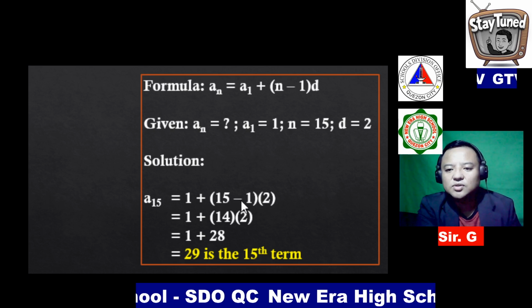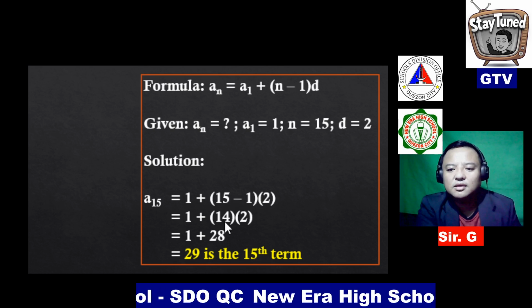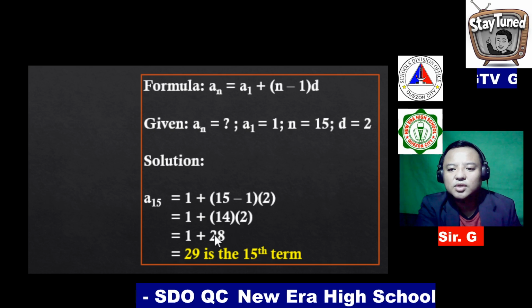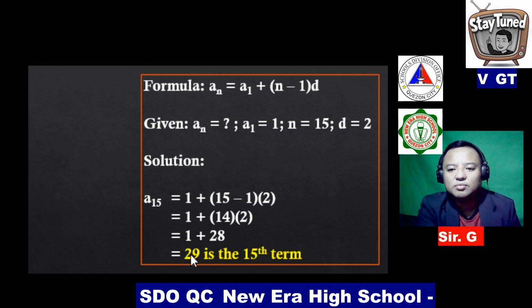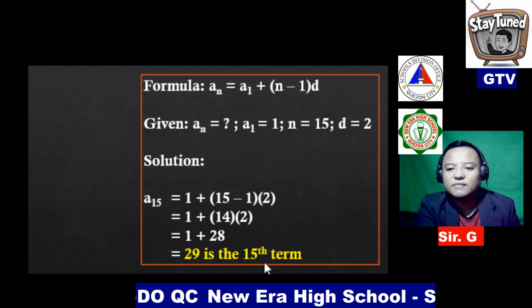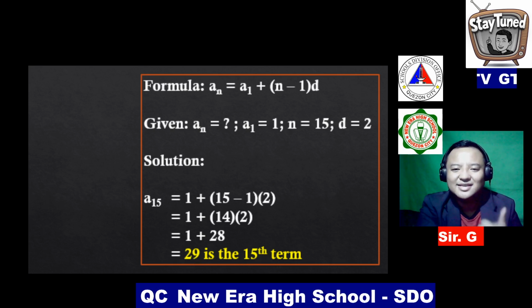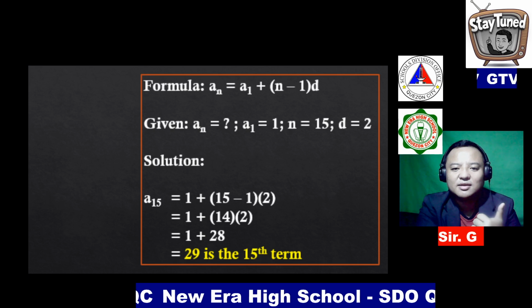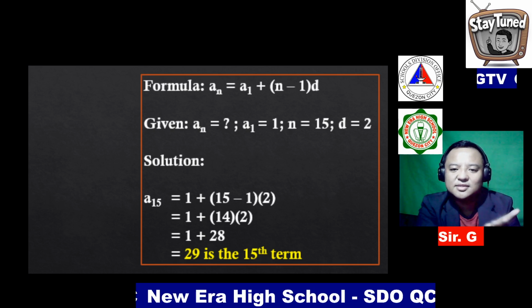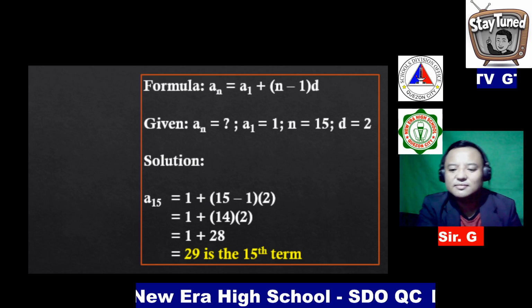Then 15 minus 1 is equal to 14. Then 14 times 2, that is 28. Then plus 1, we have 29. So therefore, the 15th term is 29. So quite easy. Sobrang easy, guys. This is arithmetic sequence.